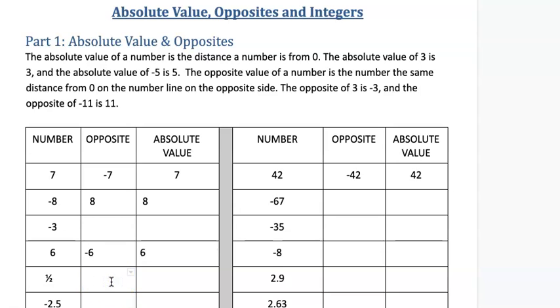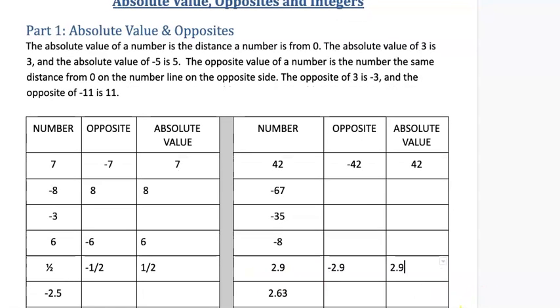1/2: the opposite of 1/2 is -1/2, and the absolute value of 1/2 is 1/2 because it's positive. Let's look at a decimal over here. 2.9: the opposite is -2.9, and the absolute value of 2.9 is just 2.9.